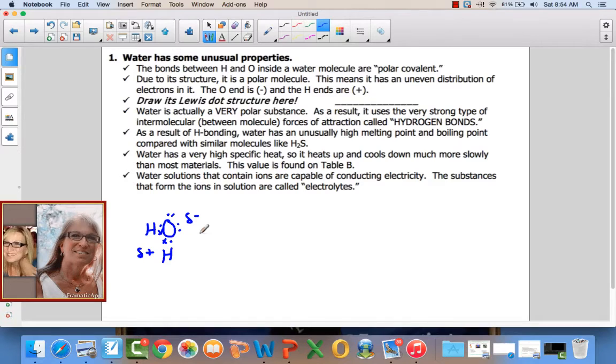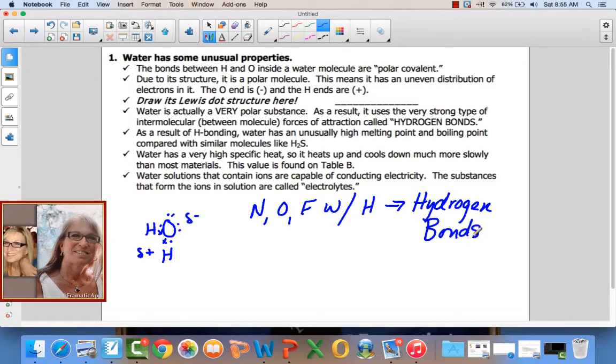Water is also unique in that it exhibits what's called hydrogen bonds between its molecules. Hydrogen bonds are a very strong bond, and they occur in a molecule when hydrogen bonds to NOF: nitrogen, oxygen, and fluorine. So when I have any of those elements with H, that's considered a hydrogen bond, and therefore very strong.